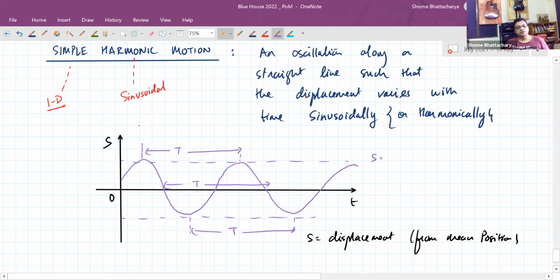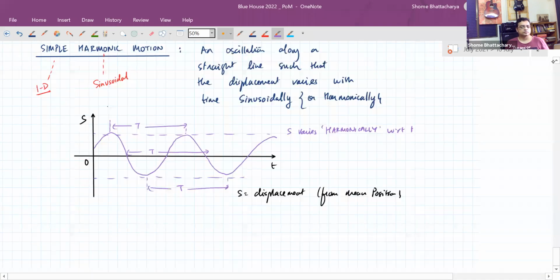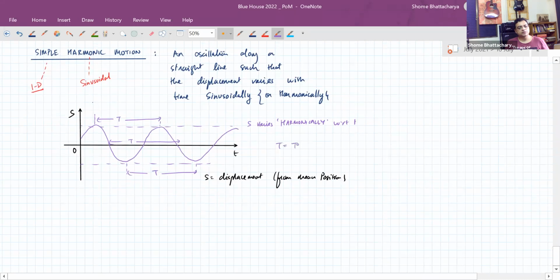So displacement varies harmonically with respect to time. Capital T is the time period. That is the terminology actually. It's called simple harmonic motion for that reason. Simple stands for the term that it is one dimensional or along a straight line. Harmonic is another term for sinusoidal. So one dimensional sinusoidal motion is nothing but an oscillation along a fixed axis, a one dimensional axis, where displacement varies with time sinusoidally.